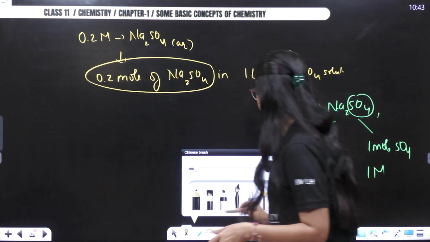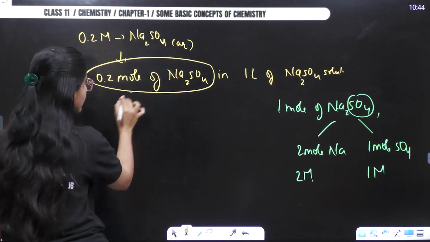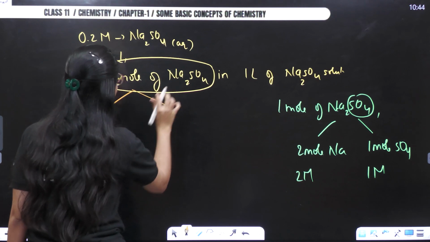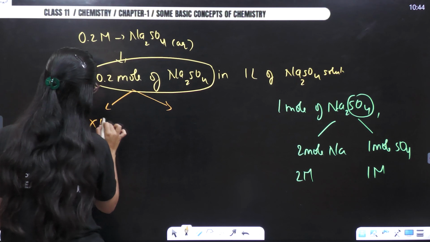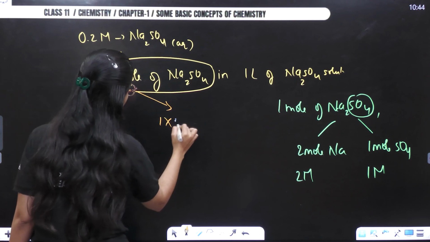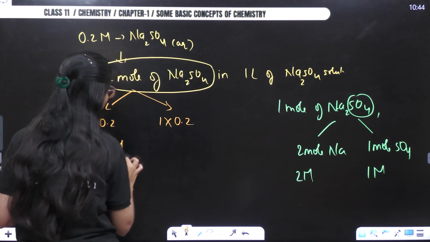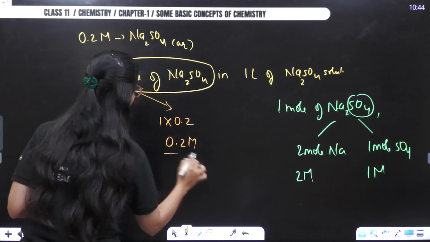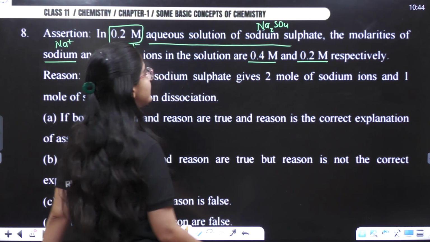Here also we can see the same. If there is 0.2 moles of Na2SO4, then how many moles of sodium is present? So it will be 2 into 0.2 and here 1 into 0.2. So what will be the molarity? Obviously 0.4 molar, 0.2 molar. Correct? So whether it is given correct? Yes, it is given exactly right.